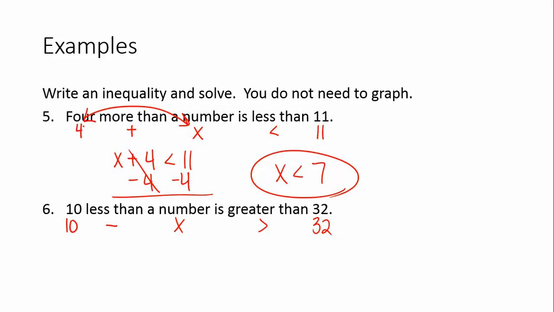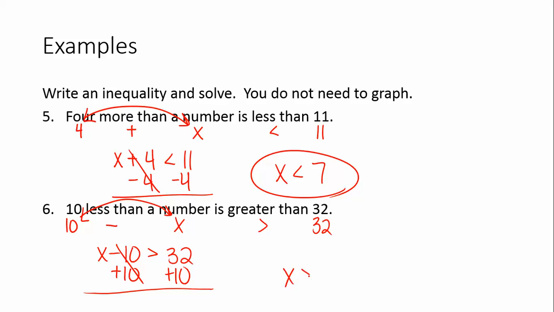Again, more than and less than, those are the two where we need to flip-flop the two terms. So instead of 10 minus x, it's x minus 10 is greater than 32. So we have written the inequality. Now we need to solve it by adding 10 to both sides. And we get x is greater than 42.